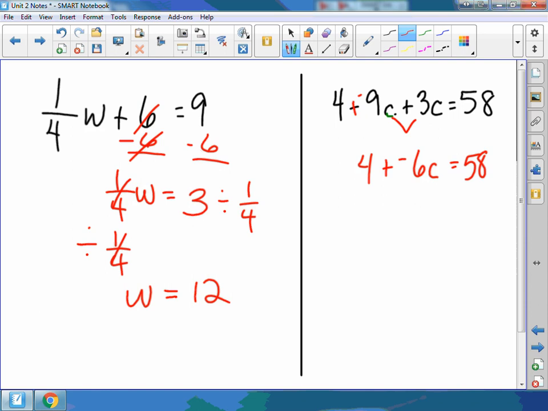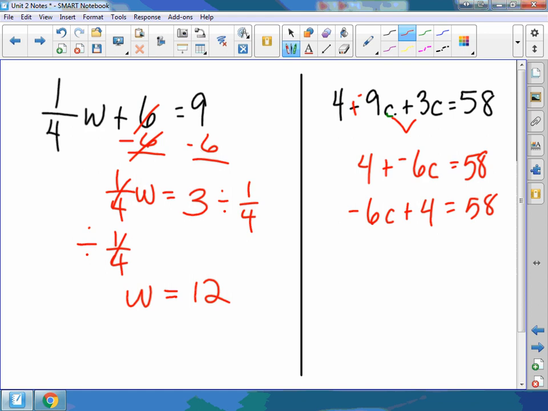Whenever the variable's not first, for some reason, it doesn't make sense. So if you want to reverse this, since it's addition, you could write this as negative 6C plus 4. You're well within your rights to do that. Might help you see it a little bit better. And then you just start taking it apart from here.